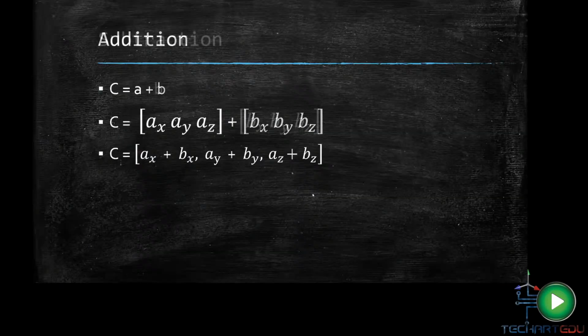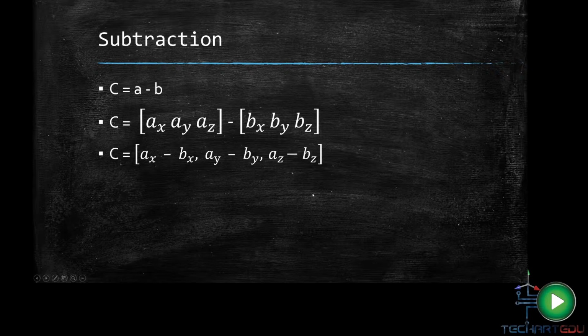So let's focus on how you do subtraction. Subtraction is basically the exact same operation, done with subtraction. You would have ax minus bx, ay minus by, and az minus bz. Mind you, this is not a commutative operation. That means it doesn't go in both directions. A minus B does not equal B minus A, and we're going to see why in just a minute.